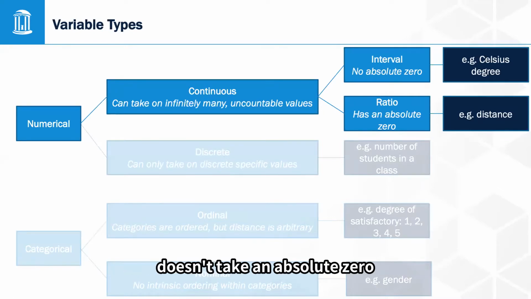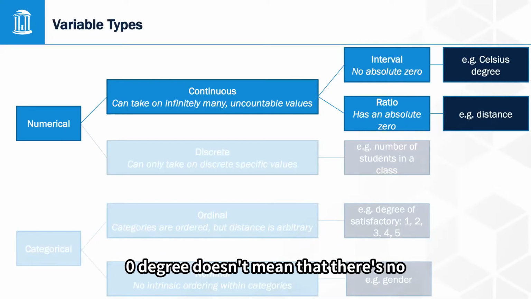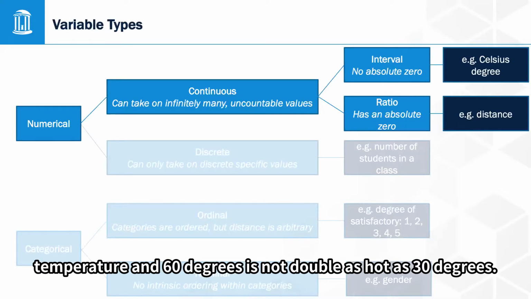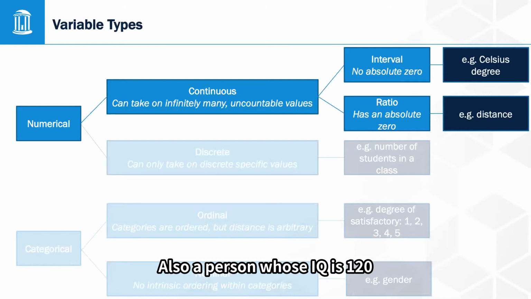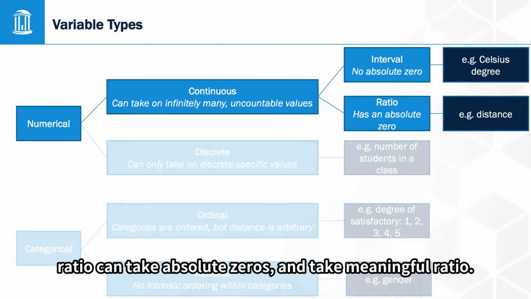An interval variable doesn't take an absolute zero and doesn't have a meaningful ratio. What does that mean? Taking Celsius degree scale as an example, 0 degree doesn't mean that there's no temperature, and 60 degrees is not double as hot as 30 degrees. Also, a person whose IQ is 120 cannot be said to be 2 times as smart as a person whose IQ is 60.